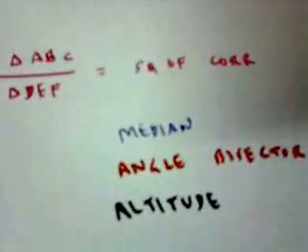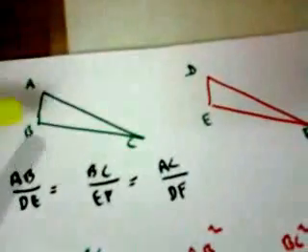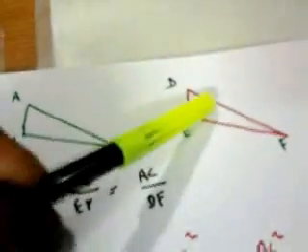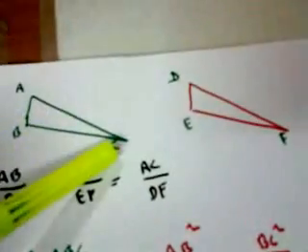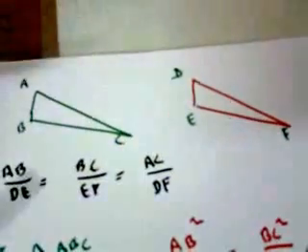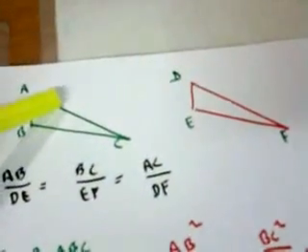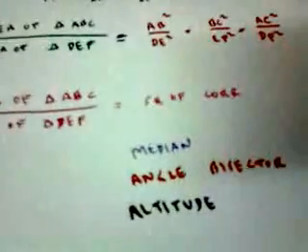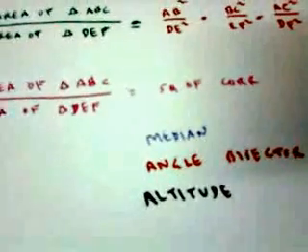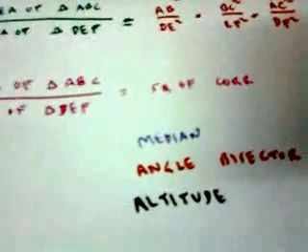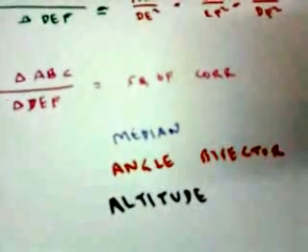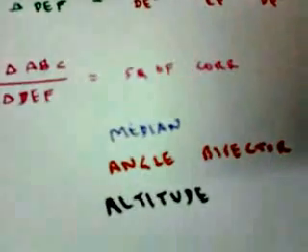Similarly, if we draw the altitude, let us say we draw altitude BX like this, BX and EY. Then area of triangle ABC by area of triangle DEF will be square of BX, which is the altitude, divided by square of EY, which is the altitude. So, in case of similar triangles, the area of the two triangles is proportional to the square of any corresponding dimension.